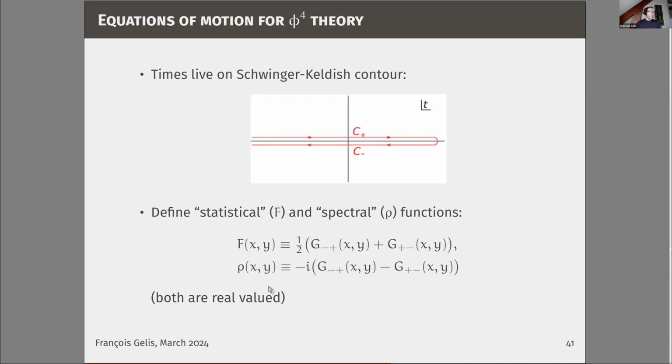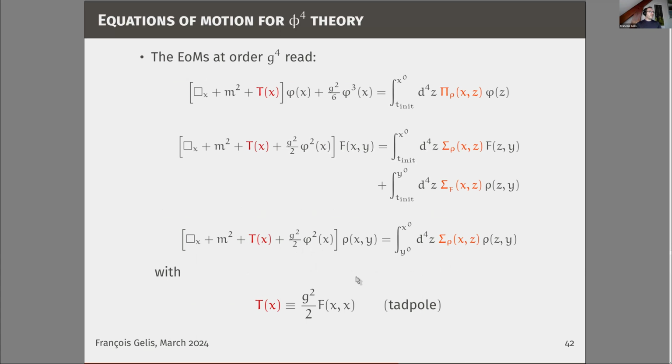So a convenient choice is to choose F as the half sum of G minus plus and G plus minus, and rho as minus i times their difference. These two propagators, G minus plus and G plus minus, it's easy to see that they are complex conjugates of each other. So F and rho are both real valued with this choice, with the i in particular in rho. And you can rewrite everything in terms of F and rho. So these are the form of the equations you get in terms of F and rho. You get an equation for the field, an equation for F, and one for rho.